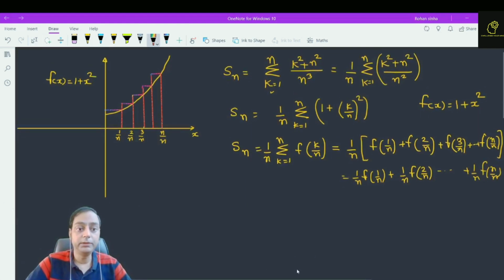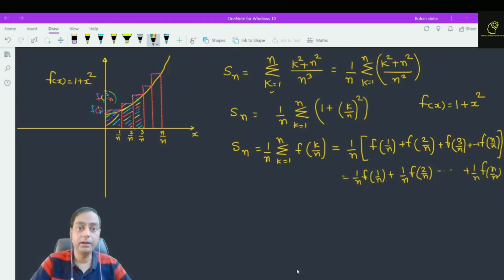the area of each part. This is 1 by n. What about this? This is f of 1 by n. So this is the area of this rectangle. And what about this? This is 2 by n. And what about this point? This is f of 2 by n. So this is the area of the second rectangle. And this point is nothing but f of 3 by n, and this width is 1 by n.